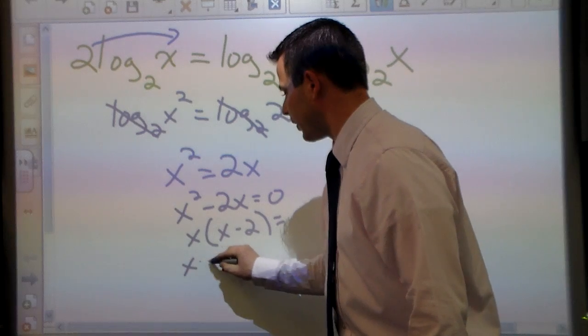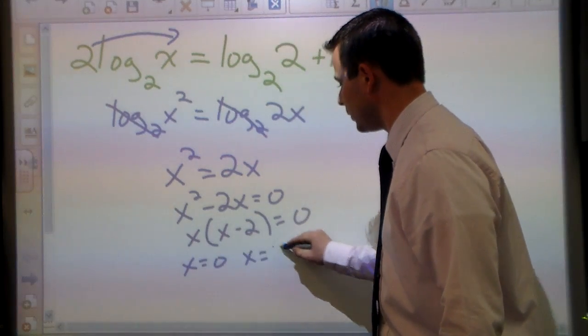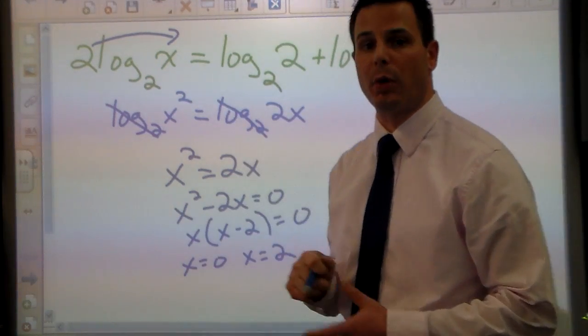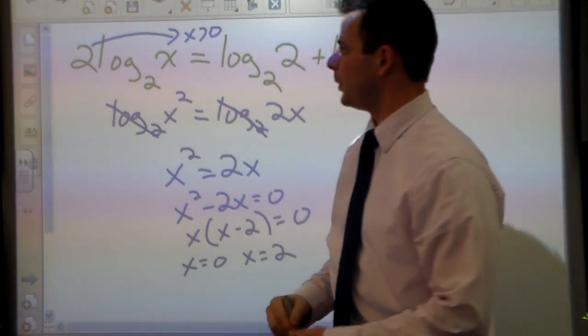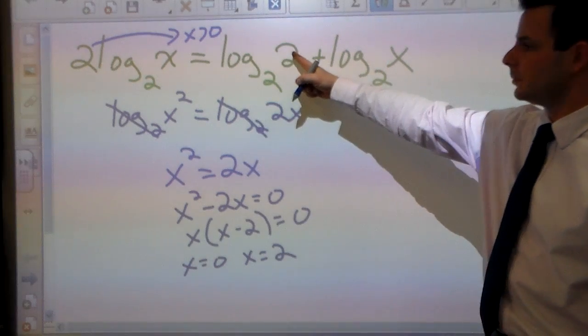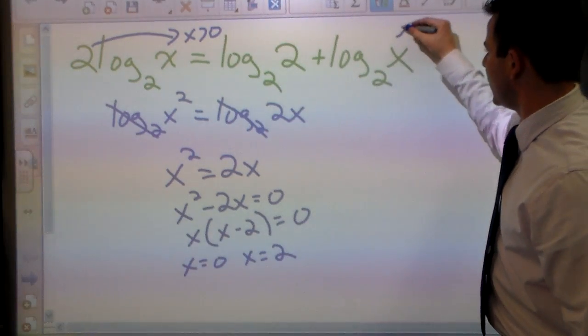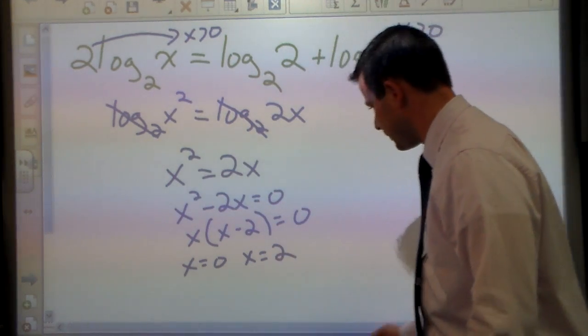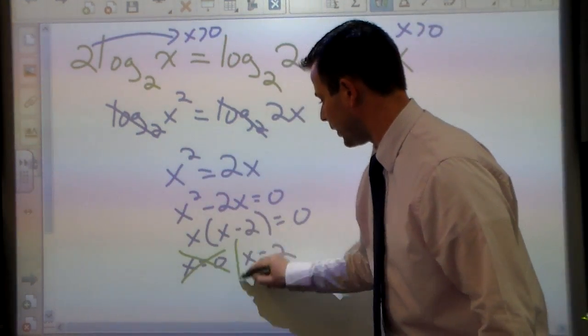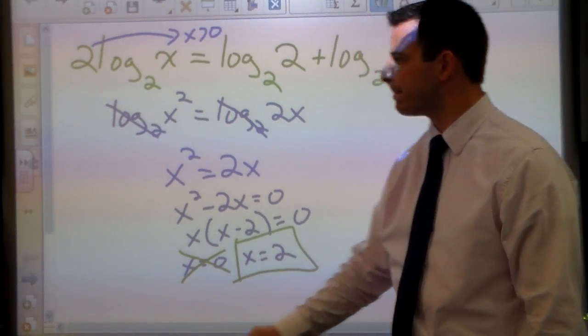I get x equals 0 and x equals 2. Let's go back and check the of portion of the logs. In this domain, x has to be greater than 0. So, I cannot accept this. I can only accept that.